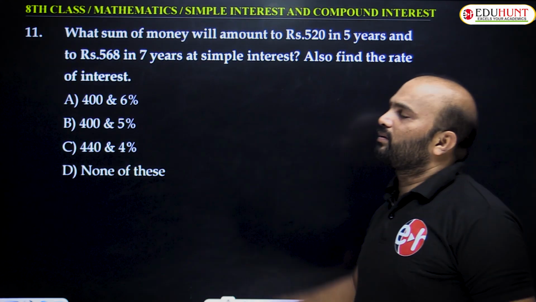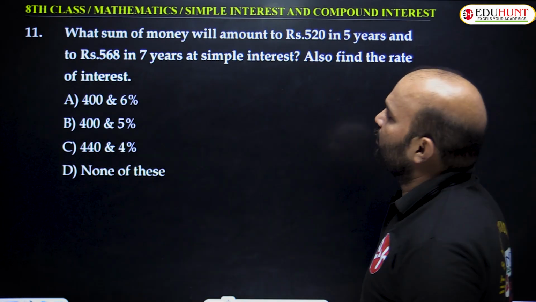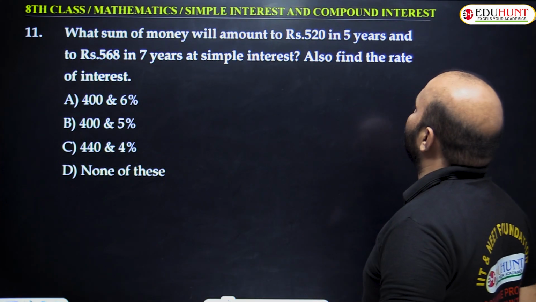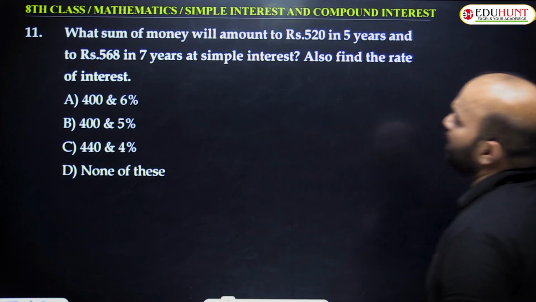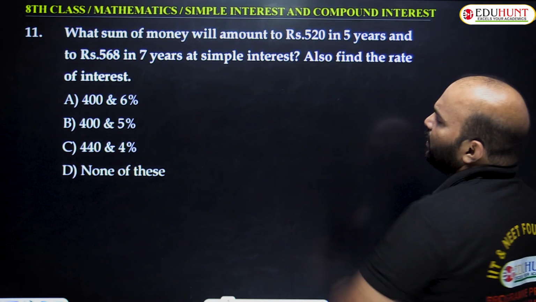In my previous class I already explained questions 1 to 10. Let's go to question number 11. What sum of money will amount to 520 rupees in 5 years and to 568 rupees in 7 years at simple interest? Also find the rate of interest.